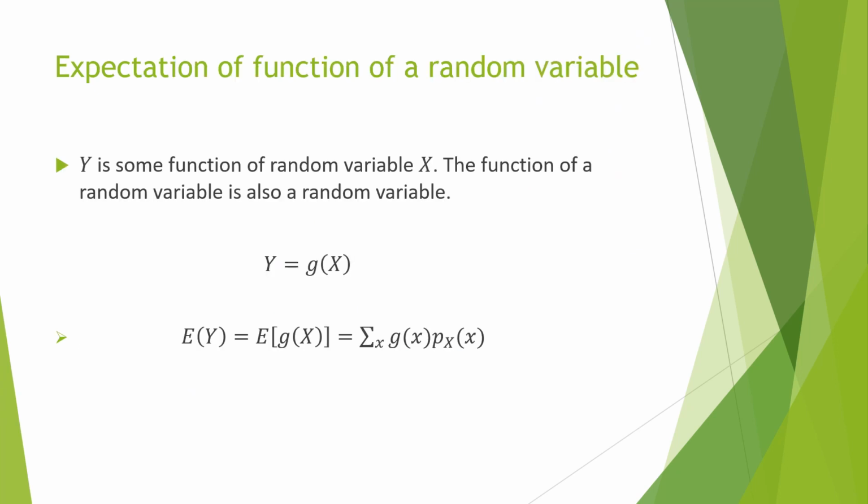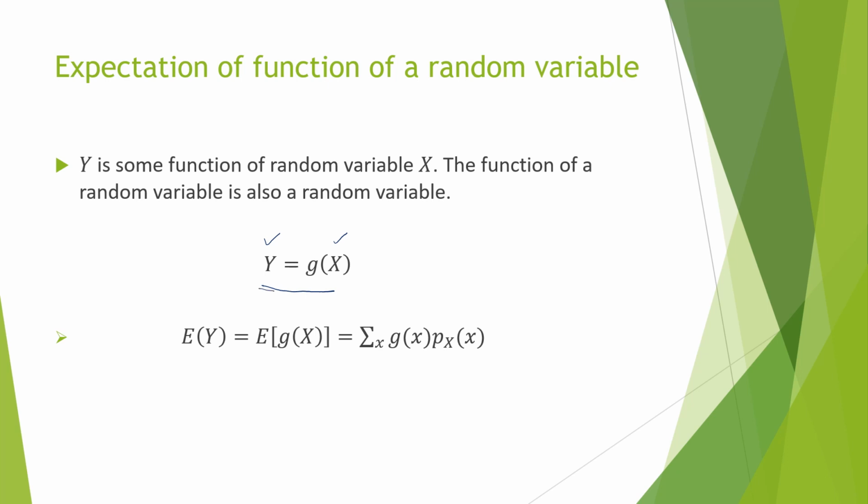Now we go for expectation of a function of a random variable. Suppose we take a function y is equal to g(x). It means y is a function of random variable x. Here it should be clear in our mind that a function of a random variable is also a random variable. Therefore, y is also a random variable.